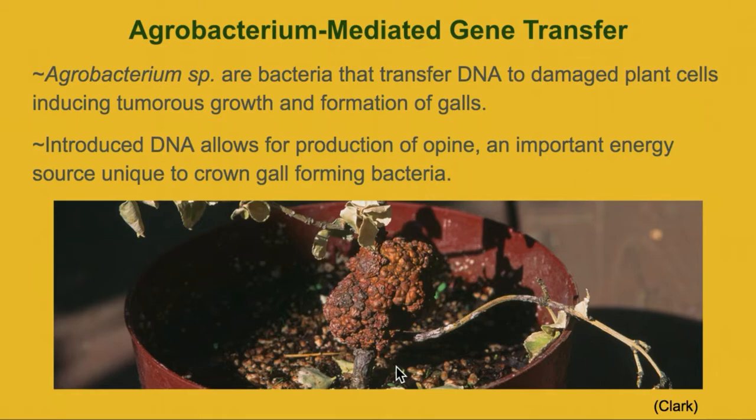Through further study, they noticed that the bacteria were using a plasmid to transfer DNA into the DNA of the plant cells, and this allowed for the tumorous growth, which harbored the bacteria, as well as produced opine, which is an energy source that was specific to the bacteria.